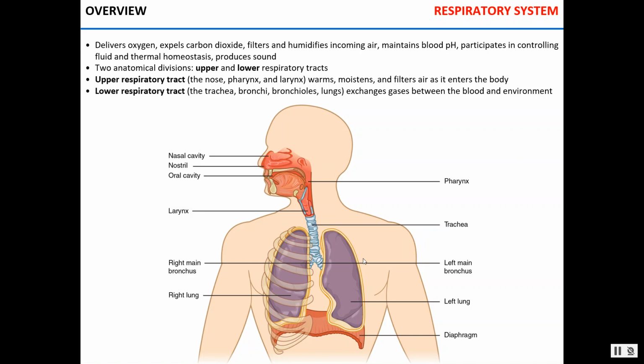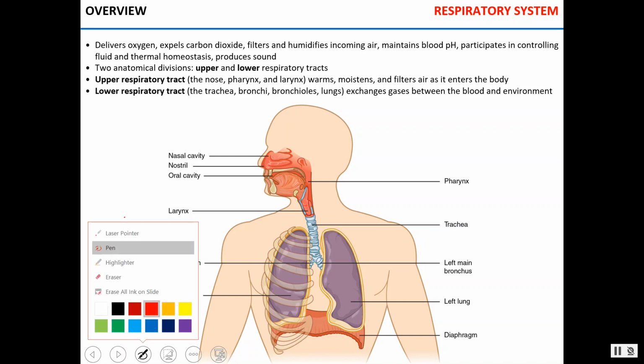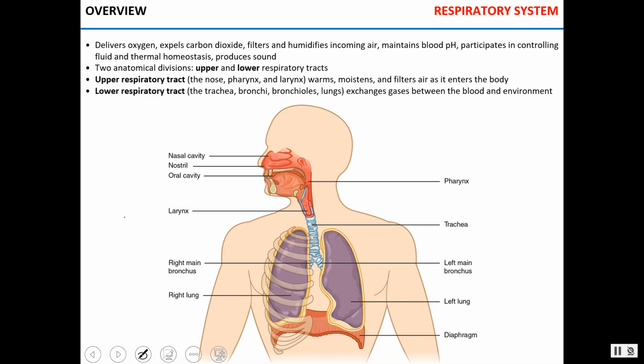Today we are going to talk about the respiratory system, and we're going to start with a conversation about the anatomy of the respiratory system and its function. So the function is to deliver oxygen to the blood and to expel carbon dioxide from the lungs, to humidify and filter the air that's coming into the lungs. It also aids in maintenance of blood pH, and it is absolutely important to produce sound.